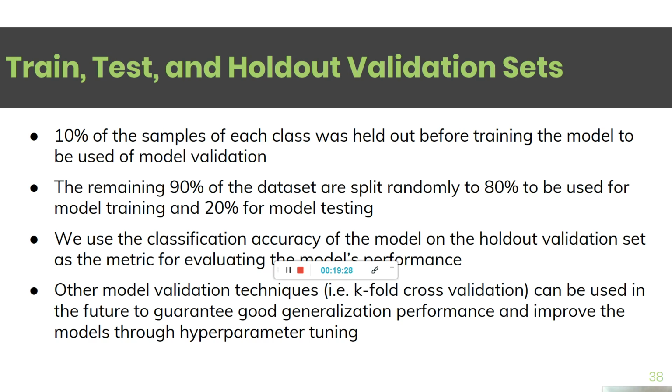This is known as train, test, and validation sets. For our purposes, we divided our data set into 10% of the full data set as a holdout set to be used for validation after the model is completely trained and tuned, and the remaining 90% were split into an 80-20 random split, 80% for training and 20% for testing. And we use the classification accuracy of the model on the 10% holdout set as the metric for evaluating whether the model performs well or not.